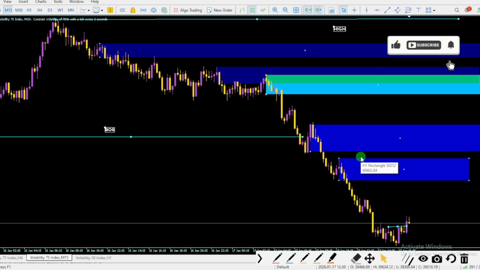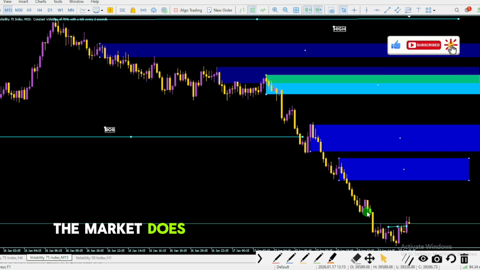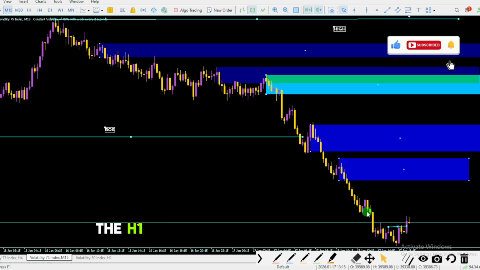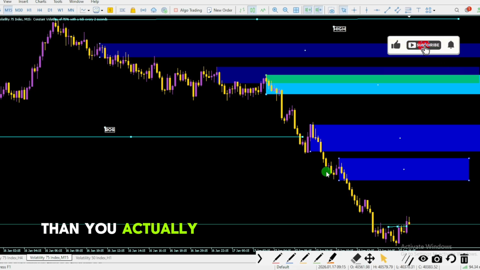Okay, so right now what I will advise is wait for market to get into any of these supply zones. If it gets into any of those supply zones, it will tell you what next to do. Remember, it is not actually right to predict the market. How I trade is I wait for the market to get to my zones, then I wait to see what the market does. According to what the market does, I will then take my trade in the direction of the market structure. I will take my trades in the direction of the H1 time frame. You can trade the retracement, but please be careful and risk way less than you actually would.